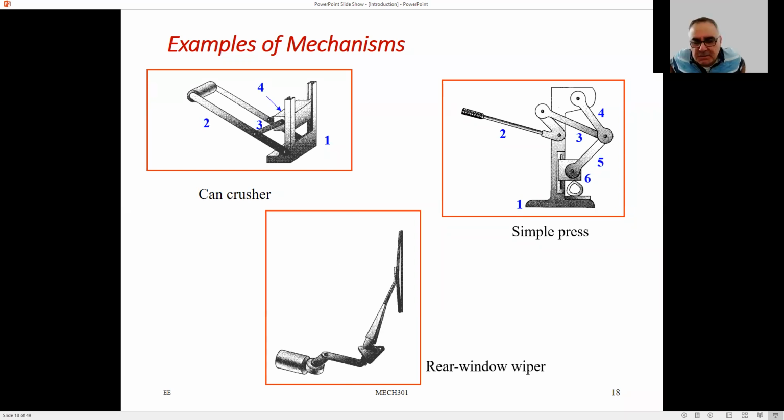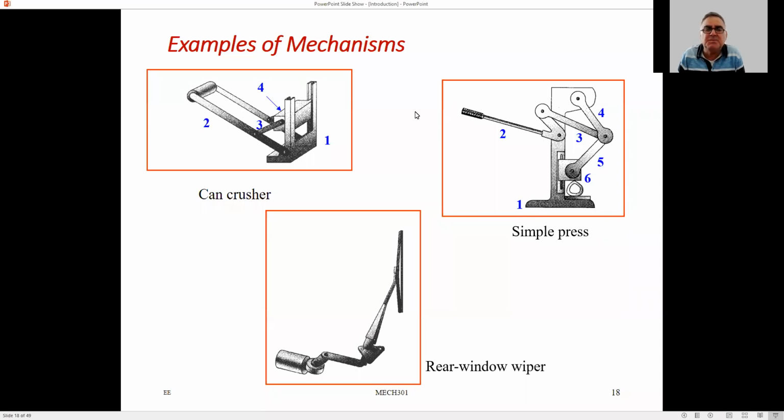And here is a window wiper. It is a rear window wiper, meaning the backward window. It is a 3-dimensional mechanism. Actually, it is a 3-dimensional 4-bar mechanism. It is a 4-bar. The fourth one is a prismatic link. Well, it is a piston.